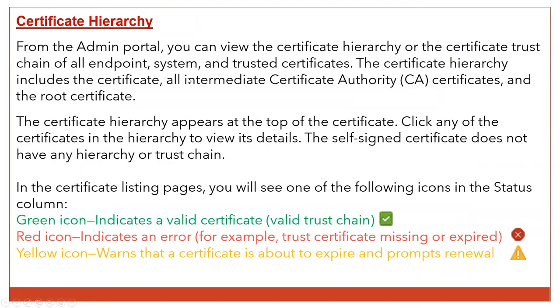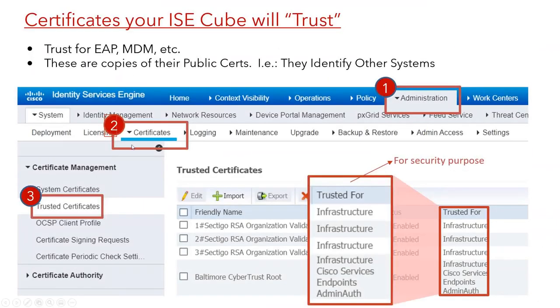Now, if you log into the ISE and go to the certificate page, you can see that you are in the dashboard. You can go to Administration, you can go to Certificates, and then we have the list of certificates. Now in that list, let me quickly highlight what types of certificates we have. Here you can see that we have system certificates, trusted certificates, OCSP certificates, certificate signing requests, and all those certificates.